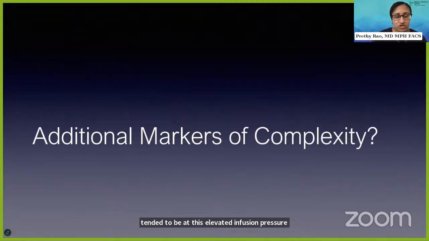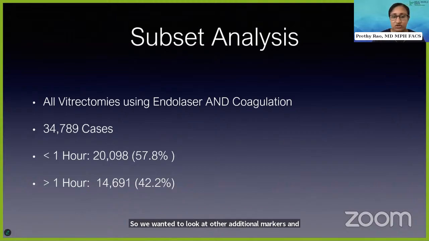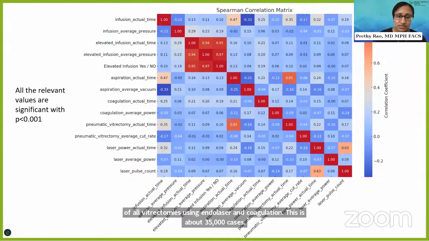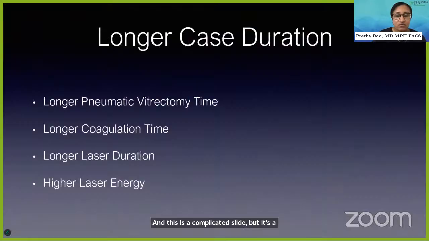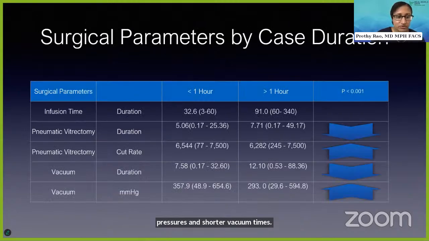We wanted to look at additional markers of complexity, so we did a subset analysis of all vitrectomies using endolaser and coagulation. This is about 35,000 cases. This is a complicated slide, but it's a correlation matrix using Spearman correlations. We found that longer case duration was associated with longer vitrectomy time, longer coagulation time, longer laser, and higher laser energy. Shorter cases were associated with higher vacuum pressures and shorter vacuum times. These surgical parameters based on timing of surgery were very similar to the total number of cases.